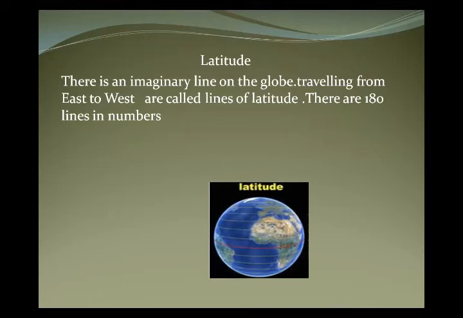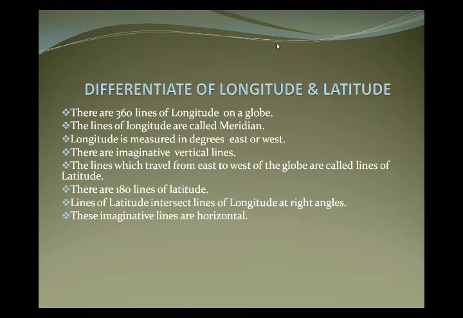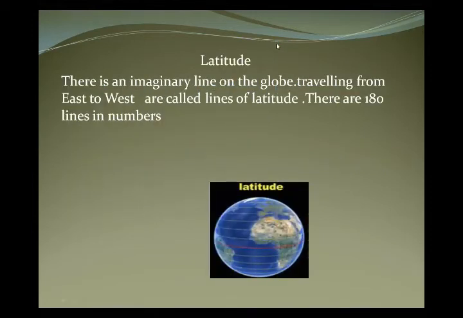These lines of latitude are parallel to each other, and intersect lines of longitude at right angles. What is the meaning of intersect? To cut into one another and to cross. I'm repeating again, the meaning of intersect is to cut into one another and cross. Do you know the meaning of right angle? What is a right angle? A right angle is a 90-degree angle.